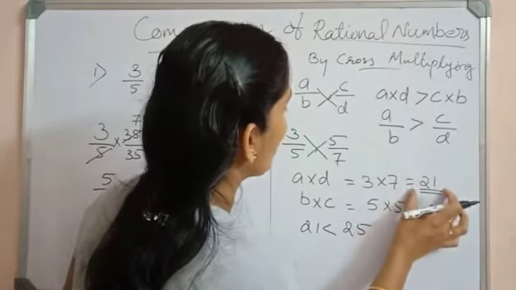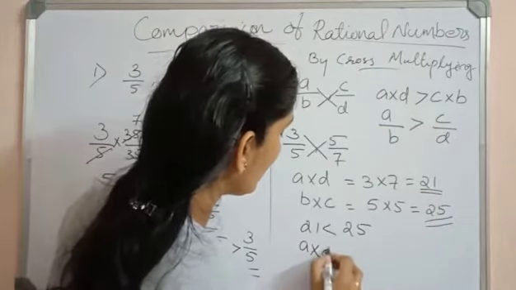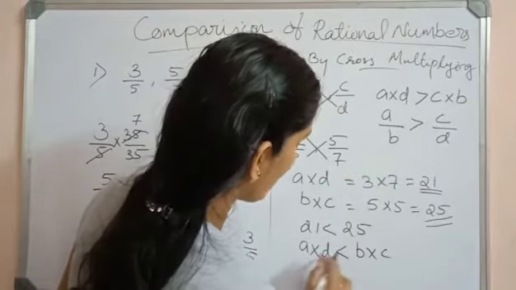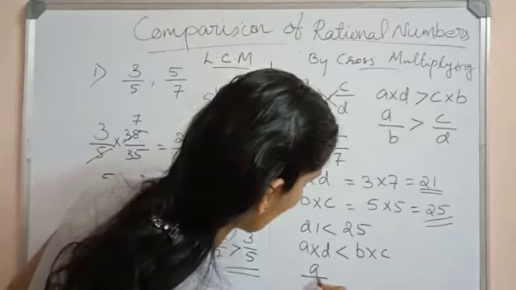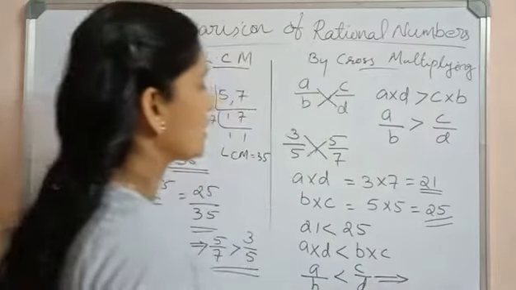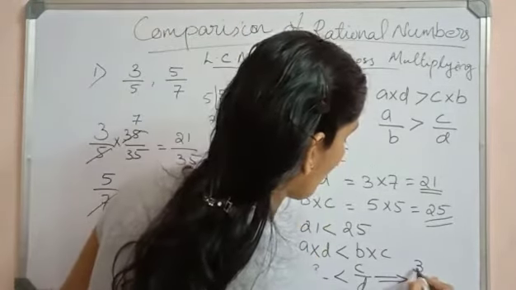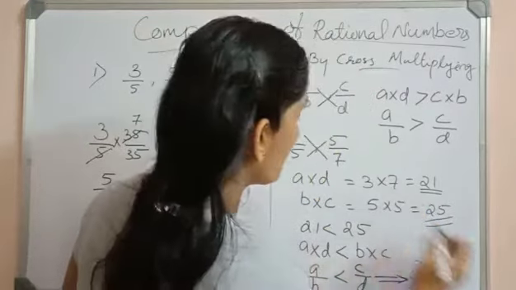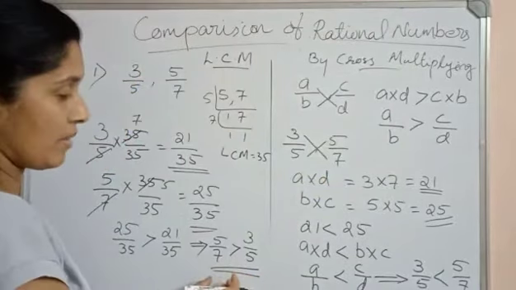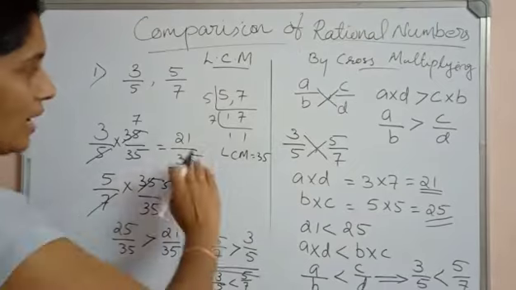So what is this 21? 21 is A into D. So here we can say that A into D is less than B into C. That means A by B is less than C by D. What is A by B? A by B is this one: 3 by 5 is less than 5 by 7. So what did we get here? We got the same result. If you compare these two, you can say that you're getting the same result in both the cases.